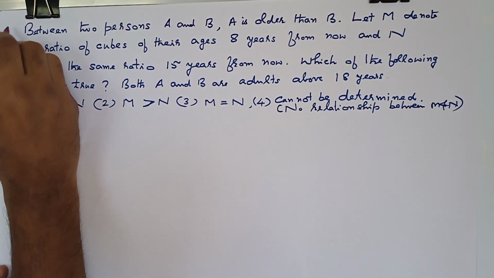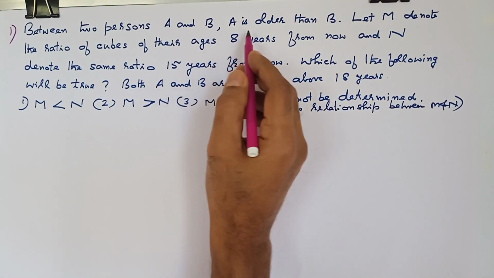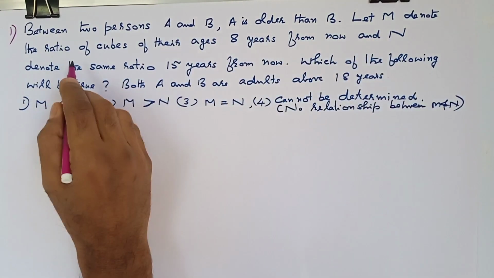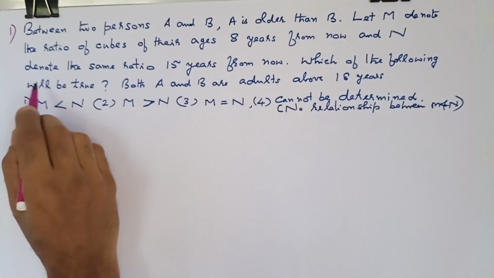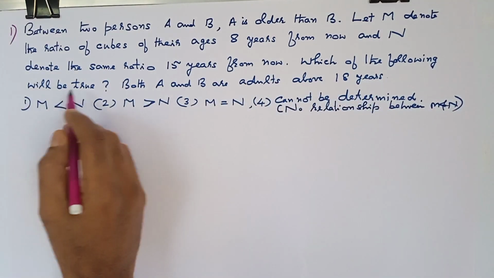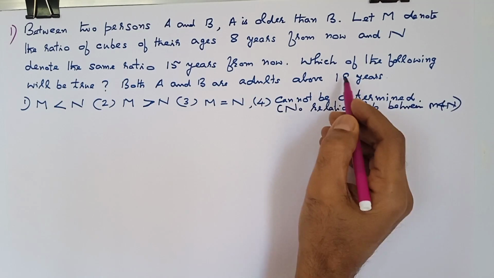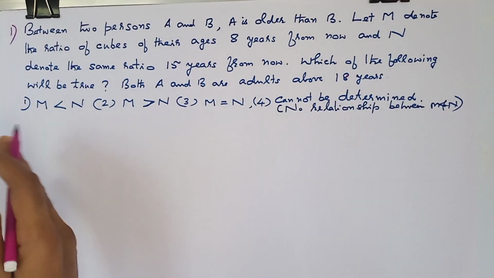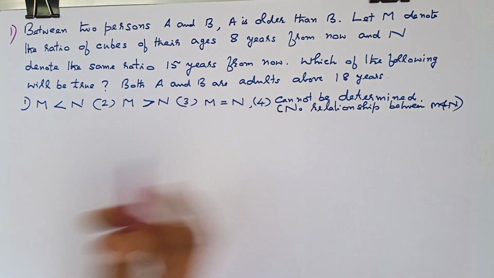The first one is: between two persons A and B, A is older than B. Let M denote the ratio of cubes of their ages 8 years from now and N denote the same ratio 15 years from now. Which of the following will be true? Both A and B are adults above 18 years. They're given a few options here. We need to find out which option is the correct one.